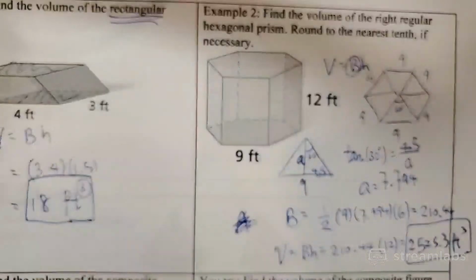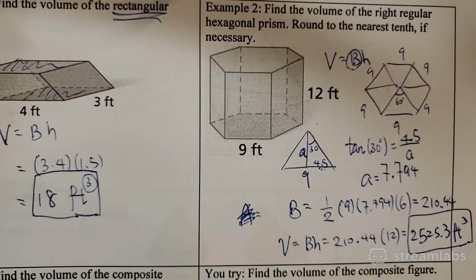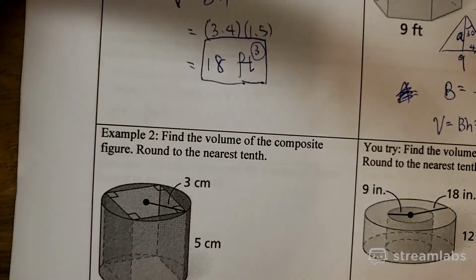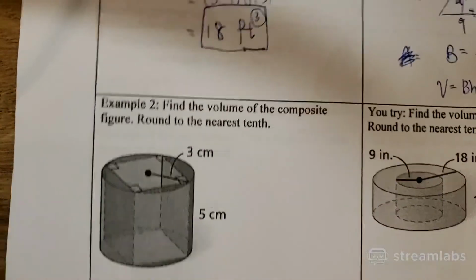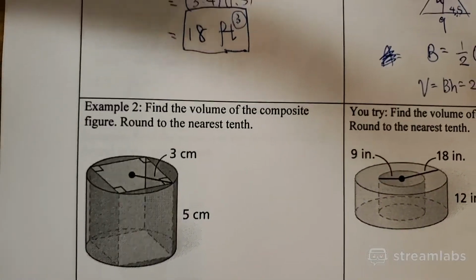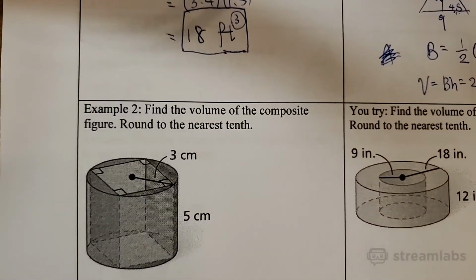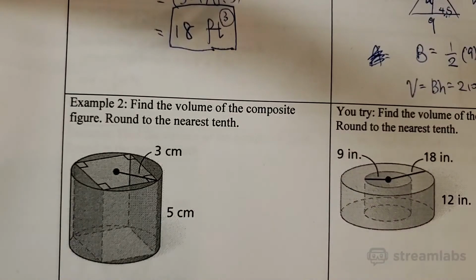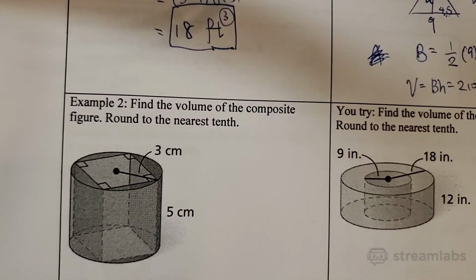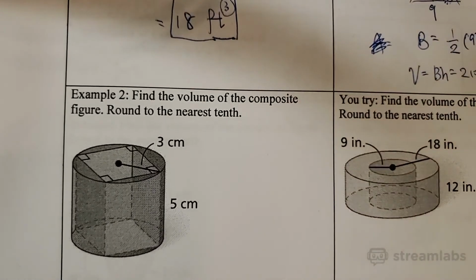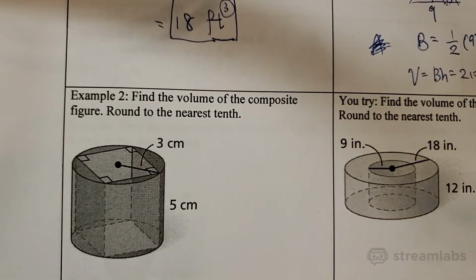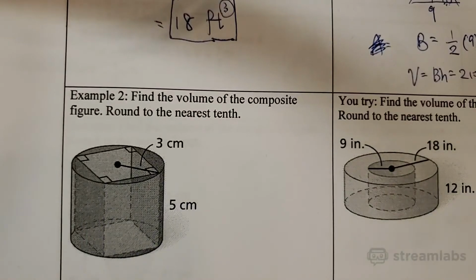Next up, let's look at the left side. This one. So, volume of composite figure. So, composite figure is when you have more than one solid. Composite, right? You know, a combination of things. Kind of like chemistry. Okay. So anyway, we want to find the volume of this.